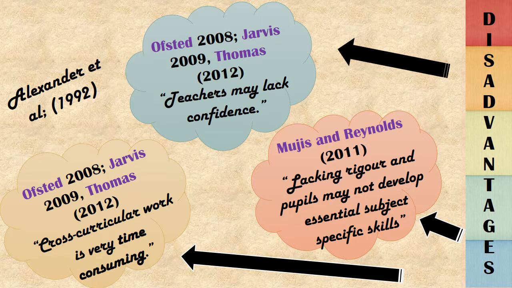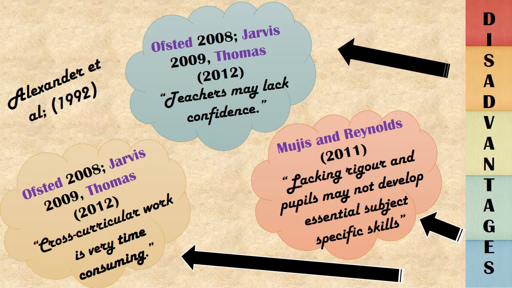Therefore, teachers must make time to plan and prepare lessons in order for pupils to develop the required subject-specific skills and so that they can apply these skills in a different context. Regrettably, research has suggested that lessons may lack rigour and pupils may not develop the required subject-specific skills. This could result in pupils finding it difficult to apply their skills in different contexts.